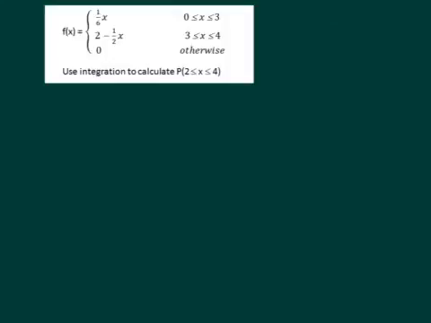Now we've got this question to look at, and between 0 and 3 the function is 1/6 x, and between 3 and 4 it's 2 minus a half x. Now we can check that we've got this right. Let's put in 3 into here. 1/6 of 3 is a half. So this point here is 3, and that height is a half.